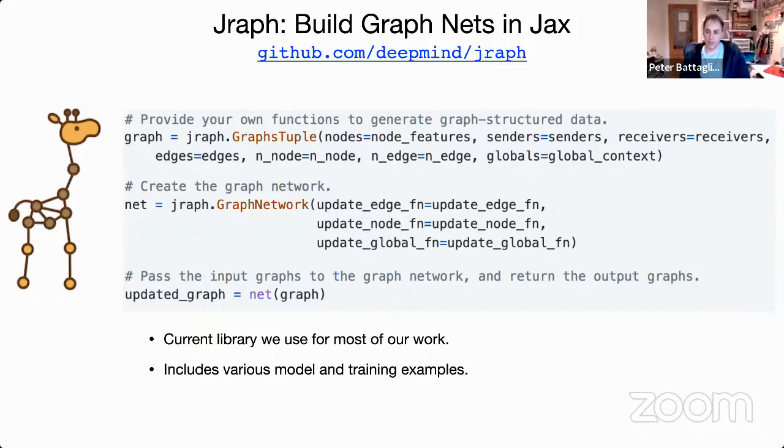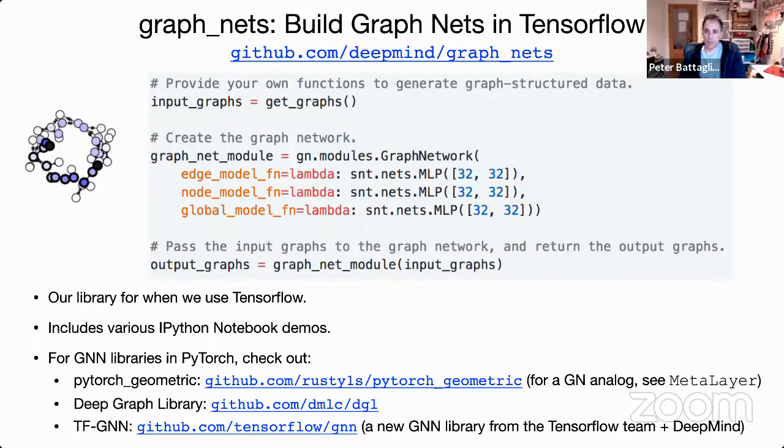It's quite easy to get off the ground and just start building these types of models, and they should work in lots of different settings, and we have model and training examples. Same thing for the TensorFlow one, which we don't use as much anymore because we just don't use TensorFlow as much. But Google more generally uses TensorFlow, and they actually just released a TensorFlow GNN library that's taken some stuff from our GraphNets library, and we collaborated with them on this. So if you're into TensorFlow, you can use that.